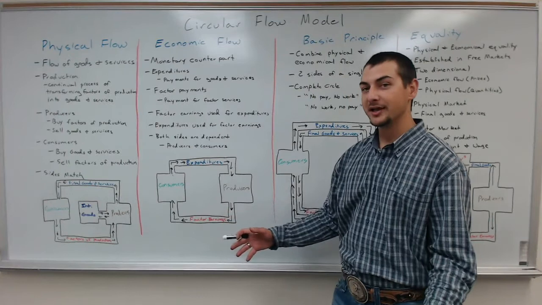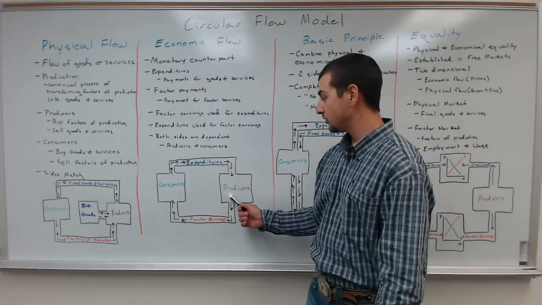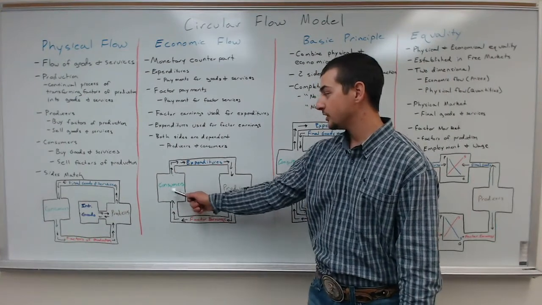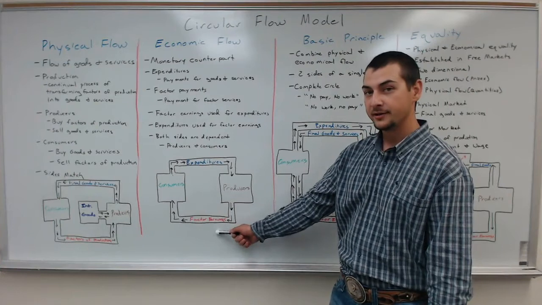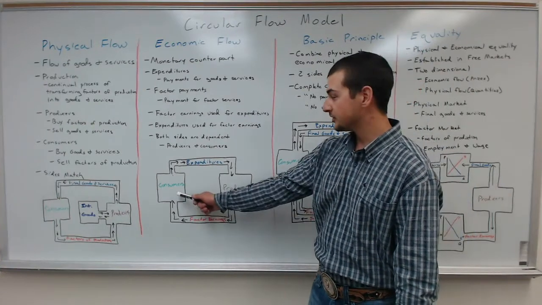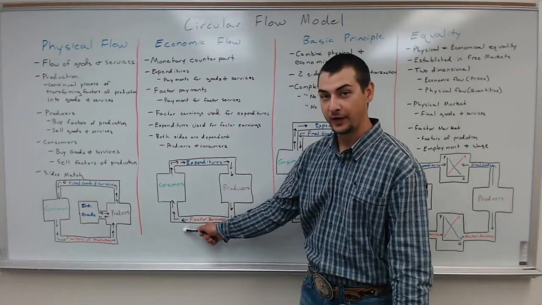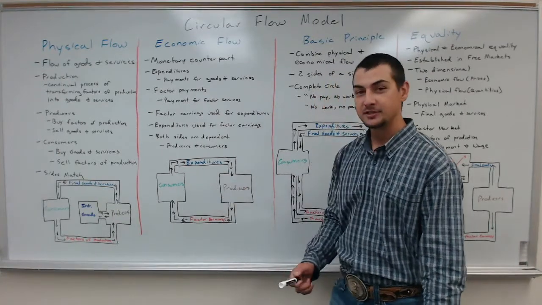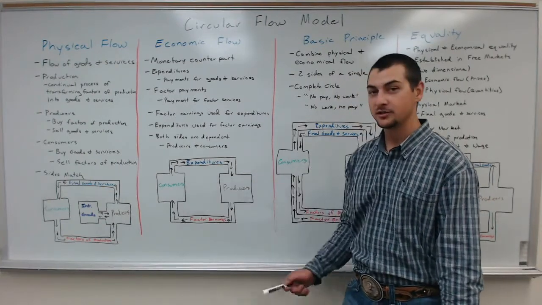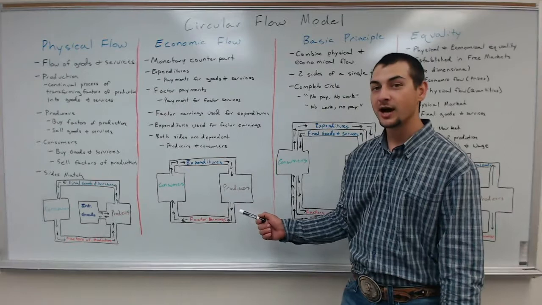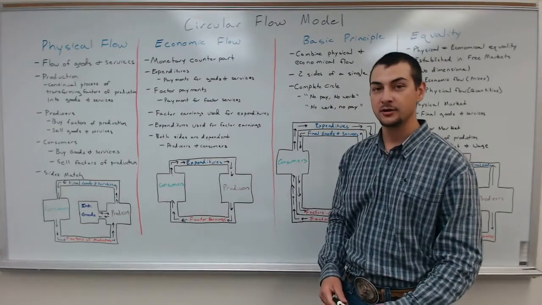So what we come to realize is that both sides are dependent upon each other. The producers need the consumers in order to receive these expenditures so they can pay out the factor earnings. But at the same token, the consumers need the producers in order to earn these factor earnings so they can buy things by these expenditures. So both sides are highly dependent upon each other. Consumers and producers are highly dependent upon each other, and no one could survive without the other.